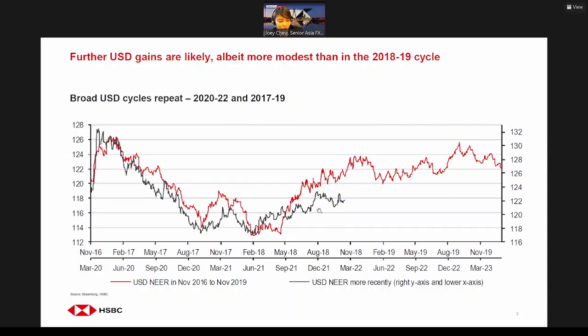So you can see that so far, this black line, which is the dollar in the last couple of months, versus the red line, which is the dollar in that 2017, 18, 19 episode, the direction is roughly the same, but the magnitude is a little bit different, right? We're not seeing the dollar rally that much.